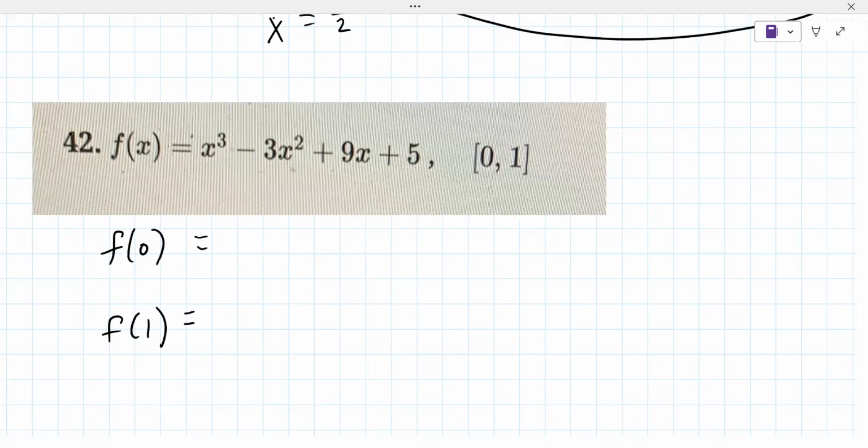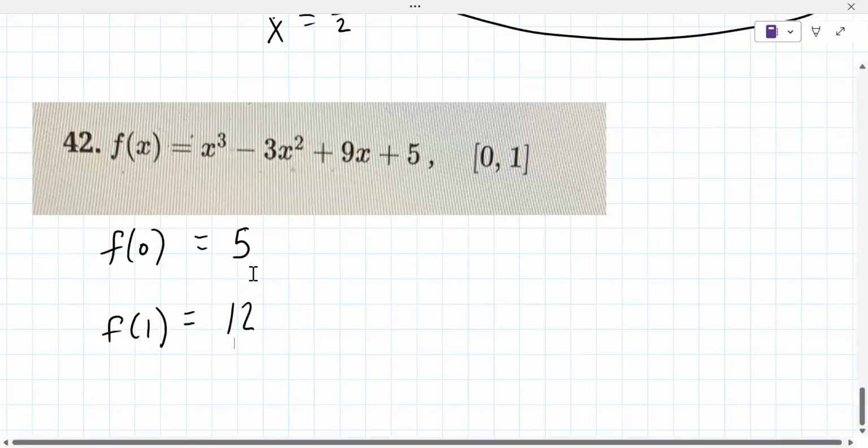F of 0 is 5. And f of 1 is 12. Okay, and these don't have to be the same this time. That's a key difference. For Rolle's theorem, they have to be the same, but for the mean value theorem, they don't.